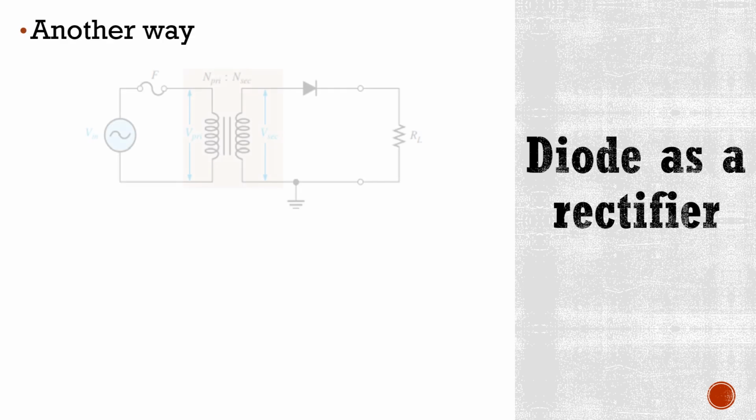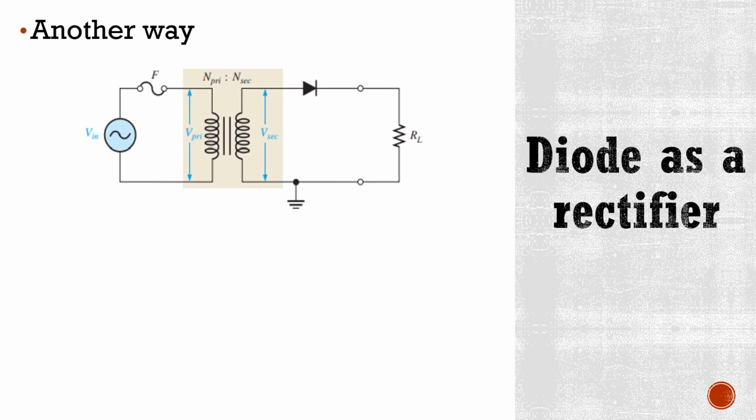We can also obtain this equation of peak output voltage using KVL. We know that if this is the positive terminal of our input source and this is the negative terminal, then this terminal of primary coil will be positive, this will be negative. This terminal of secondary coil will be positive, this will be negative. This terminal of diode will be positive, this will be negative, and this terminal will be positive, this will be negative. Here voltage is Vd and here we have V0, which is output voltage.